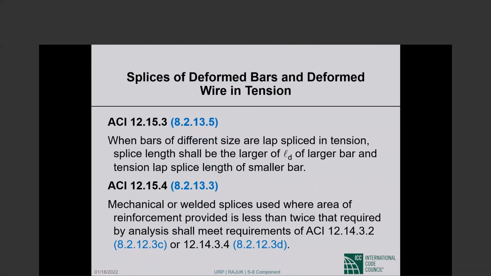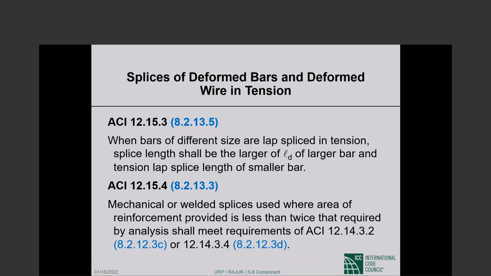When bars of different size are lap spliced in tension, this is important. When bars of different size are lap spliced in tension, splice length shall be the larger of development length of the larger bar and tension lap splice length of the smaller bar. Okay, I will read it one more time because this is extremely important, and please pay attention. When bars of different sizes are lap spliced in tension, splice length shall be the larger of development length of the larger bar and tension lap splice length of the smaller bar.